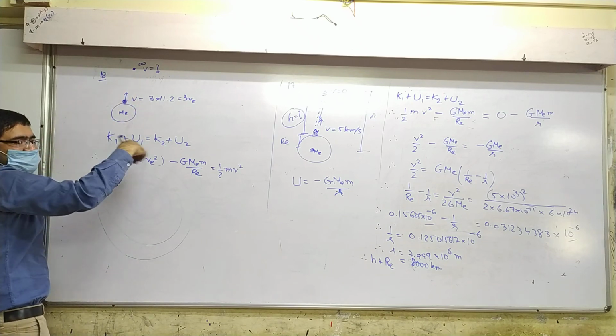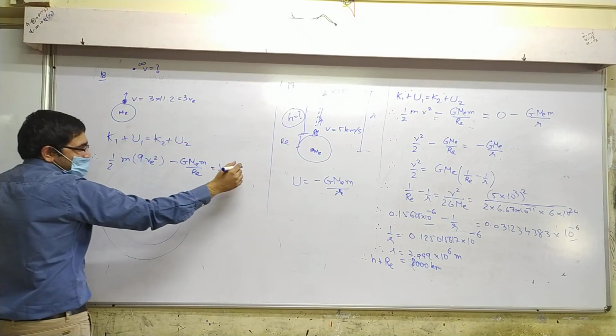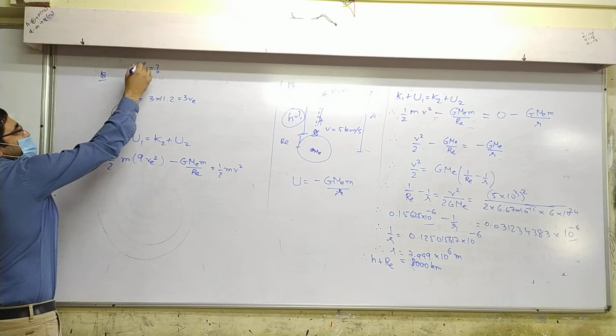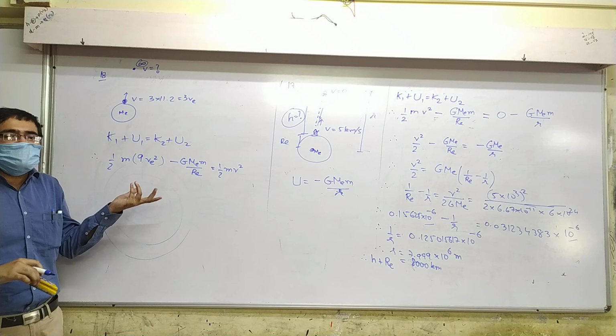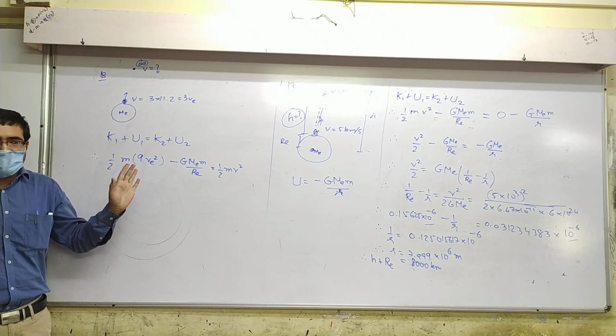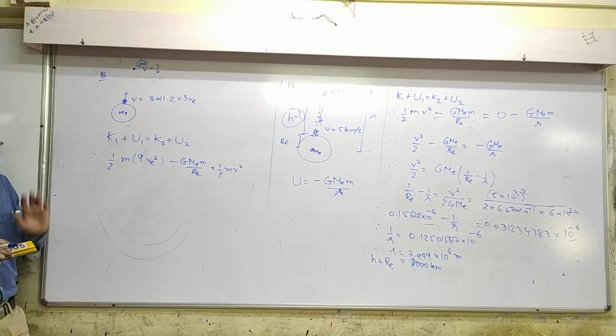Here I have written v; in half m v square, you can write v dash. Okay, and u2. This is at infinity. Infinity is our reference, so u2 is 0. Understood? Okay. So this is the equation.